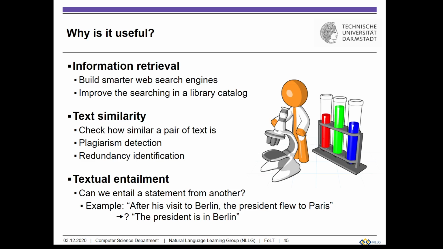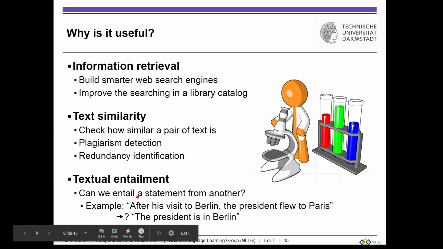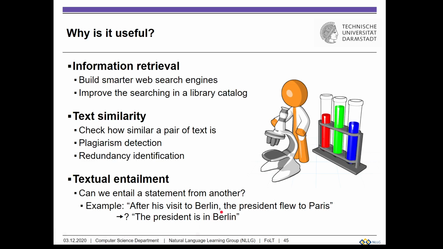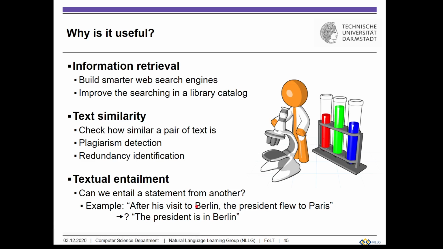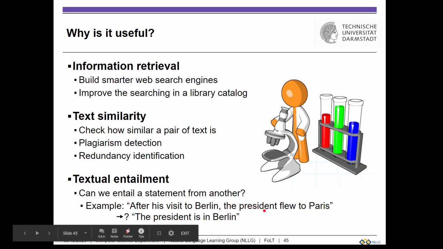So you can also do this maybe for doing inference, right? So let's say we have the example: after his visit to Berlin, the president flew to Paris, and then we would want to find out whether the president is in Berlin. And we as humans, we know, okay, from these two statements, no, this is actually not the case because the president is now in Paris.